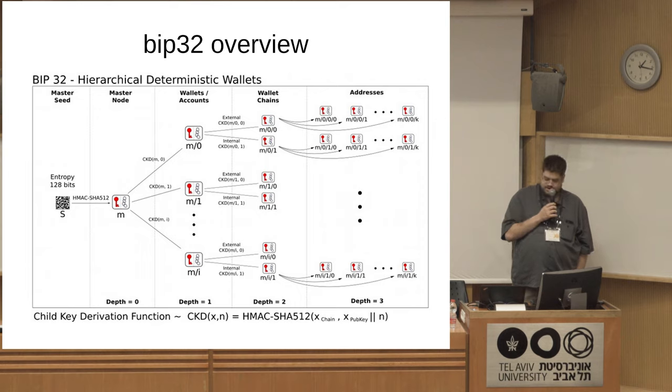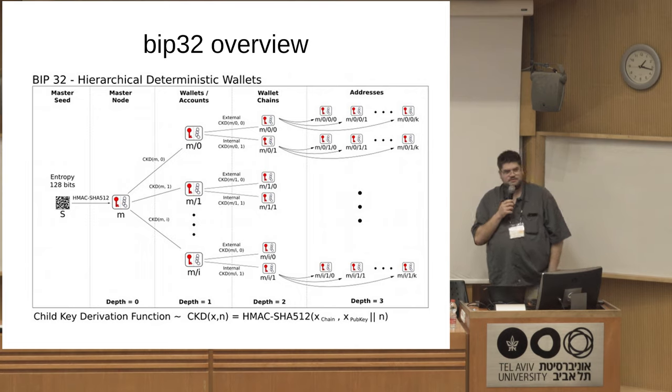Can you derive the parent public key from the child public key? Actually, I don't know. No? Andrew? No, you would need the chain code to do that. Yeah, okay. You would need the chain code value.